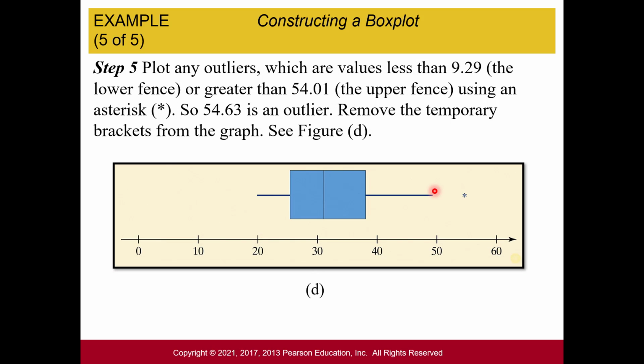And then the last step is to draw any outliers. In this case, there was one. There's no numbers in our data set less than the lower fence, but there was a number greater than the upper fence. It was that 54.63. So that number was past our upper fence, so it didn't get included with the whisker, and so we put an asterisk right where that would be. And so that is a box plot.